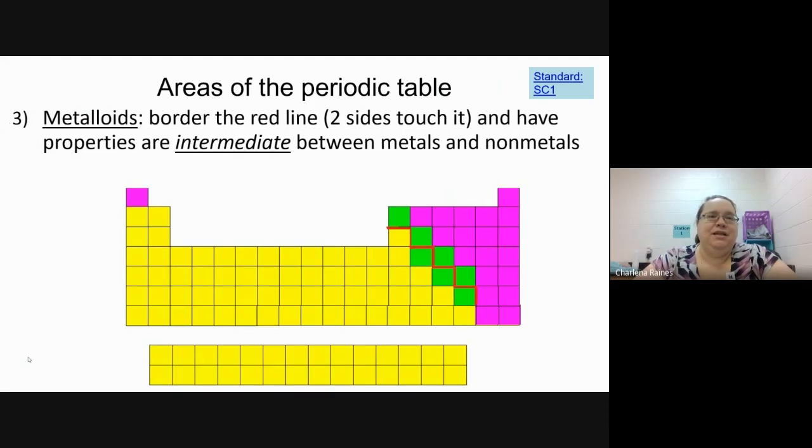And last but not least, our metalloids. Our metalloids live between the metals and the non-metals. They do touch the staircase. They have to have two sides that touch that staircase, with aluminum being an exception. Metalloids have properties in between metals and non-metals, and it can be a little bit temperature dependent. Metalloids can conduct electricity under certain situations, and then under other situations, they don't conduct electricity very well.